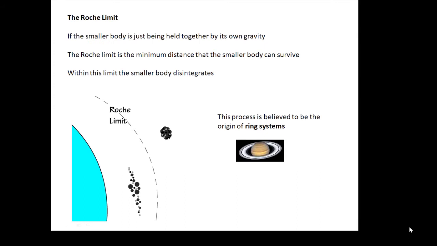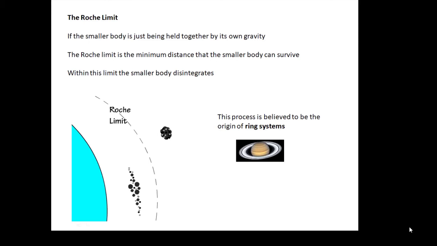The Roche limit. Now, if the smaller body is just being held together by its own gravity, then the Roche limit is the minimum distance that the smaller body can survive. So if it's further away than the Roche limit, it can stay as an object. If it gets within the Roche limit, then the body will be torn to pieces by this difference in gravitational field strength. So that's what the Roche limit is.